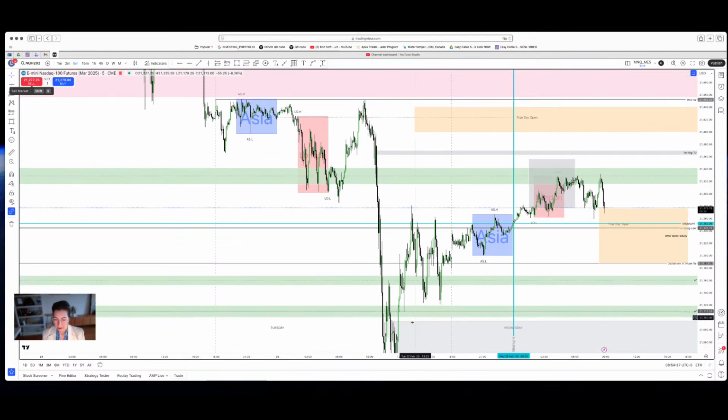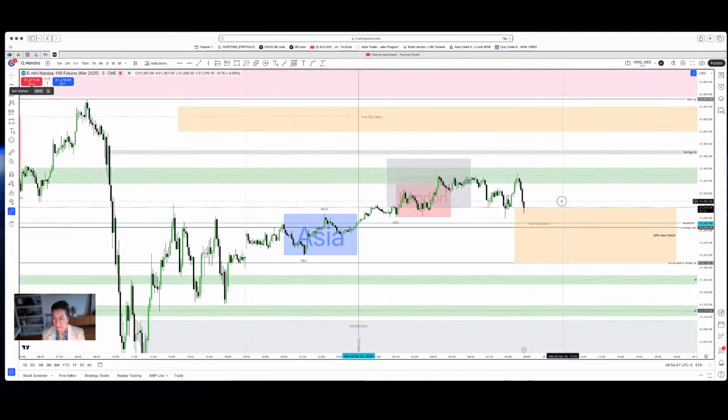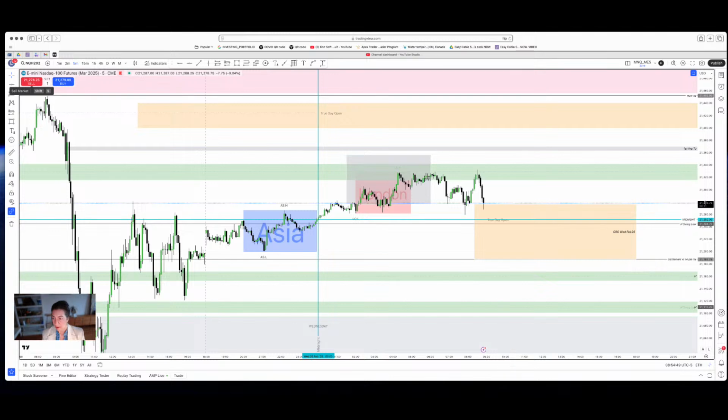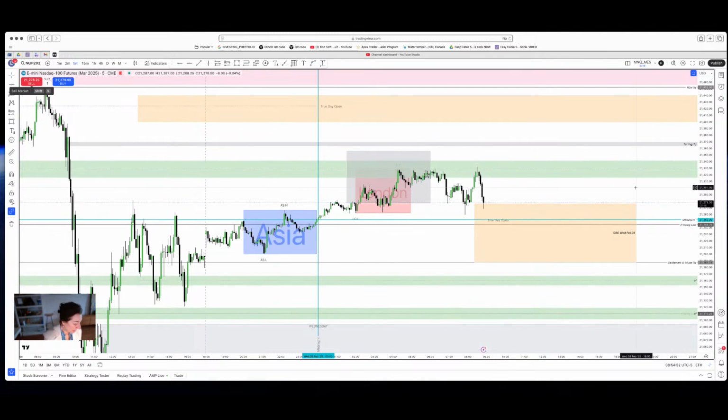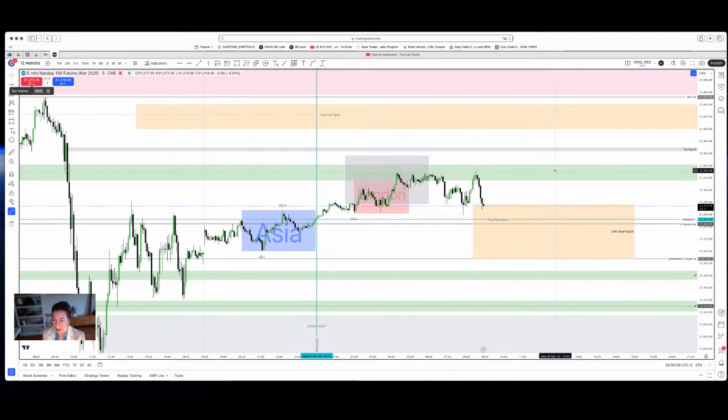And what I'm looking for is, where has price been in relation to midnight? So we have been above midnight for most of the night and early morning pre-market. So that's an indication that price will likely want to run below midnight for the day. It's not a for sure thing. It's just an indicator. It's a confluence. General rule of thumb is you want to sell above midnight and buy below midnight.